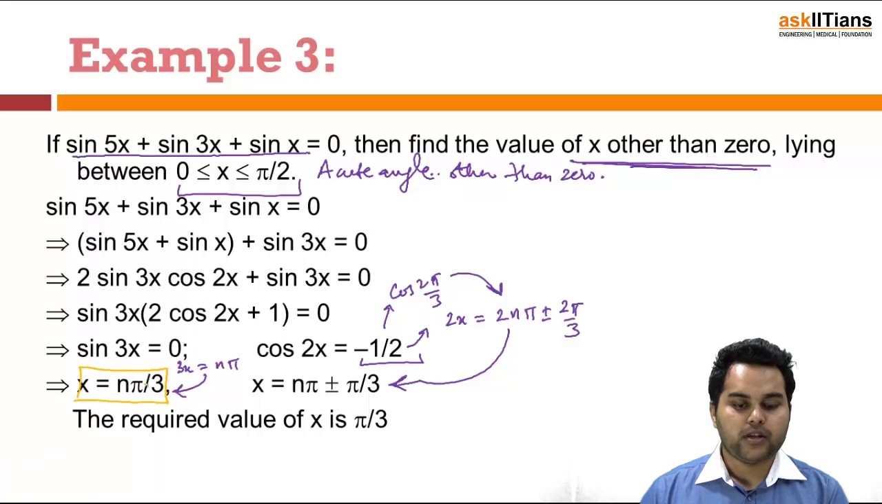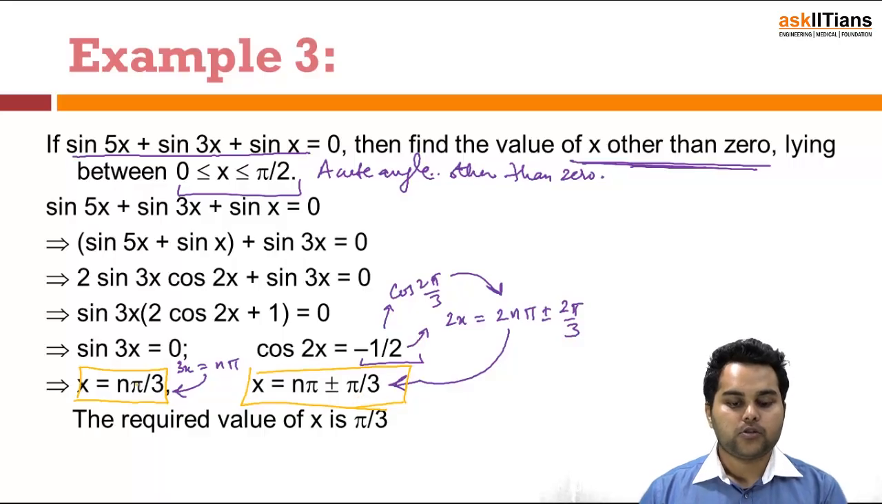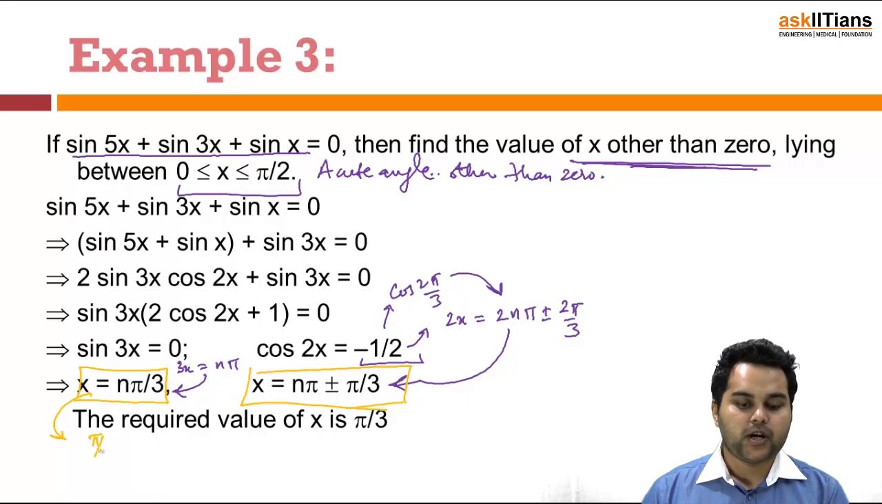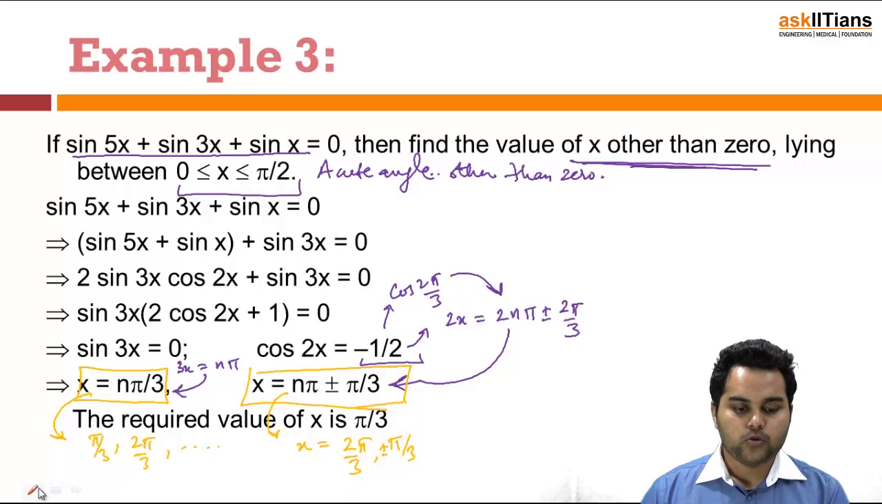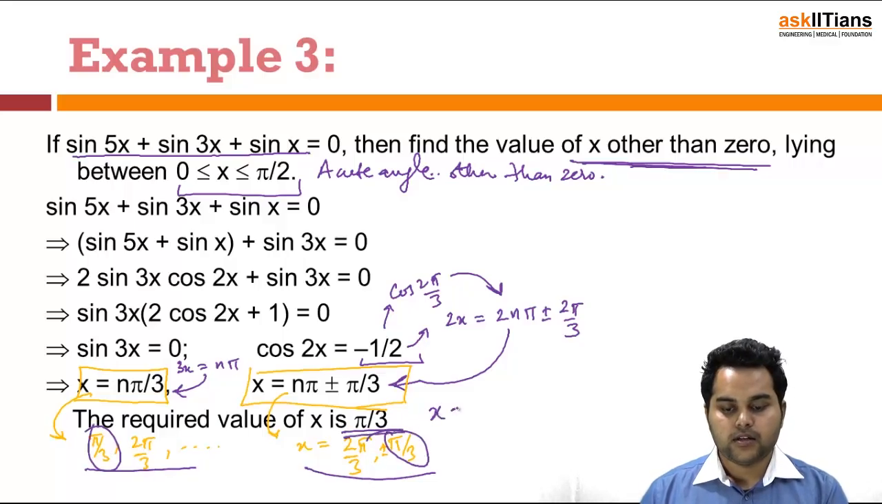Hence x is equal to n pi by 3, that is one solution, and x is equal to n pi plus minus pi by 3 is another solution. So if I solve for these two, I would have pi by 3, 2 pi by 3 and so on, and from this, if I solve for x for n is equal to 1, I would get pi plus pi by 3, that would be 4 pi by 3, and pi minus pi by 3 is 2 pi by 3. If I solve for n is equal to 0, I would get pi by 3 plus minus pi by 3. So if I now try to match the two sets of solutions that I have, that is this one and this one, only pi by 3 can be matched, and that's the real solution, that is x is equal to pi by 3.